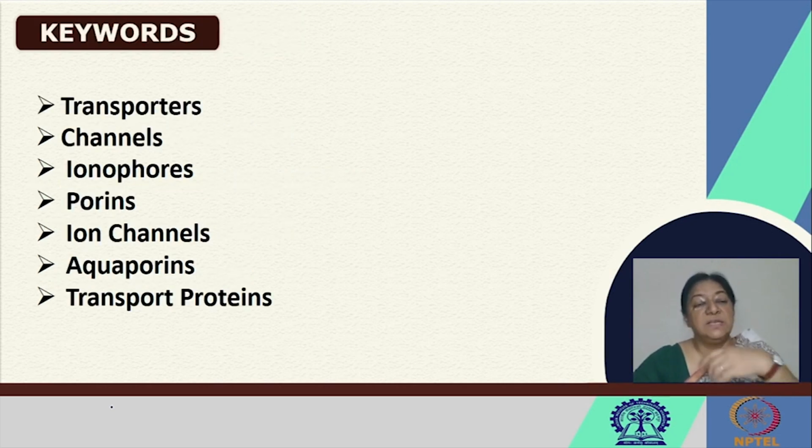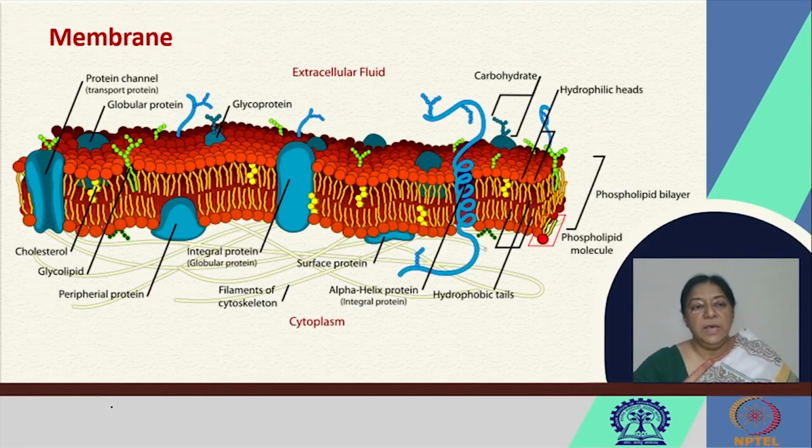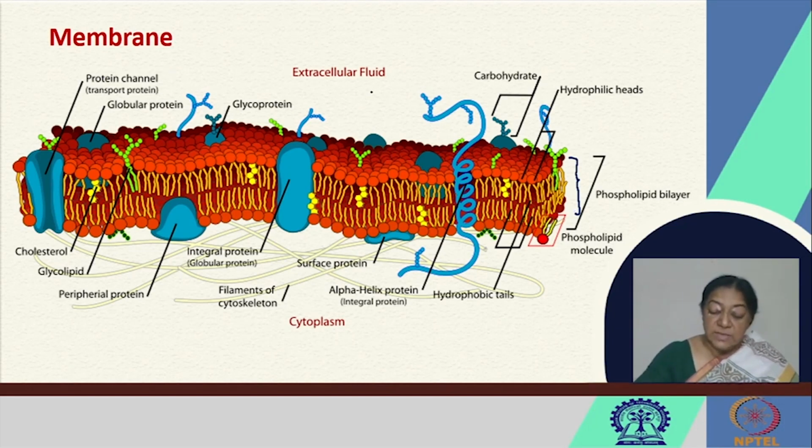What we have as transporters, channels, ionophores, porins, and ion channels are what mediate membrane transport, and are extremely important in the passage of nutrients and ions through the cell membrane. If we revisit the cell membrane, we looked at the composition of the phospholipid bilayer and found there were specific types of proteins required for the transport of material from the extracellular fluid to the cytoplasm.